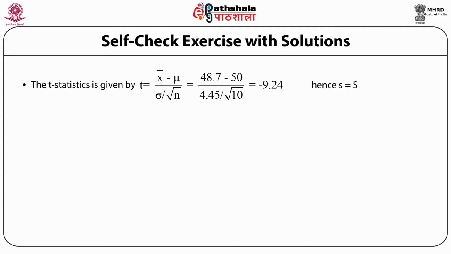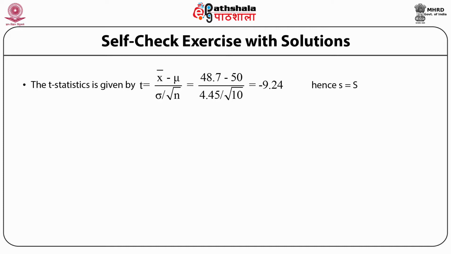So we will use the standard error formula, that is sigma upon under root n, where sigma is 4.45 and the sample size is 10. So in the denominator you can see 4.45 upon under root 10. It comes out to be minus 9.24. Now to test the hypothesis with the t-test, this is what we have calculated, the t calculated. This value 9.24 is t calculated.